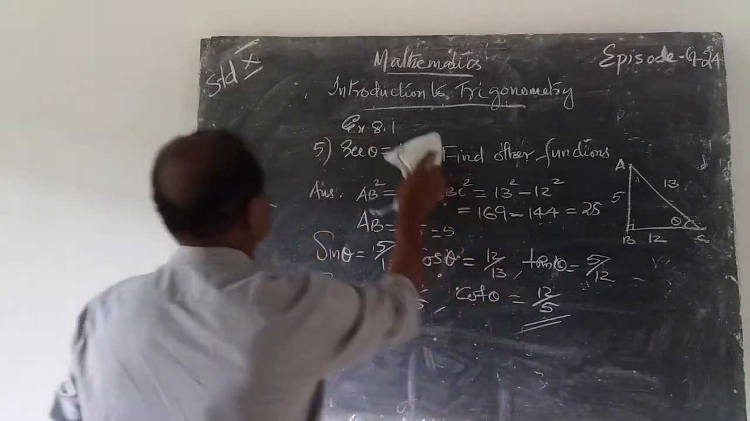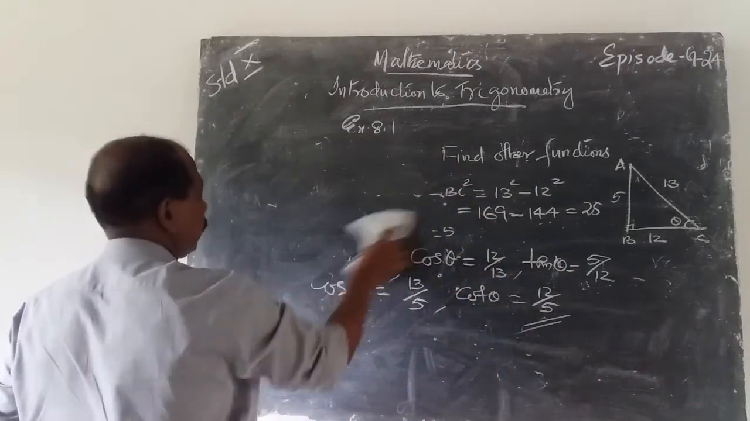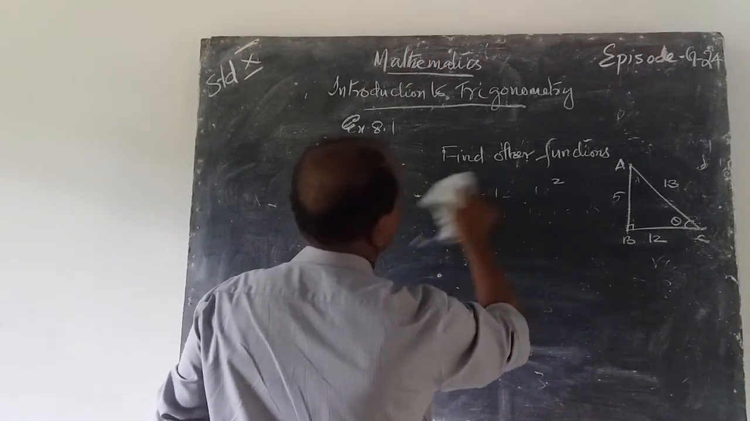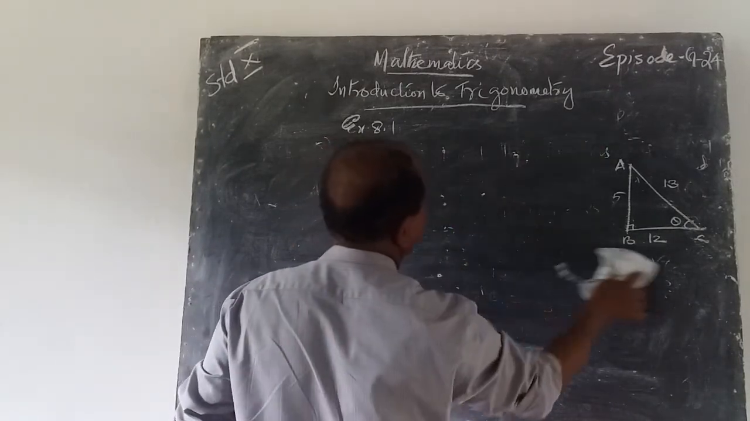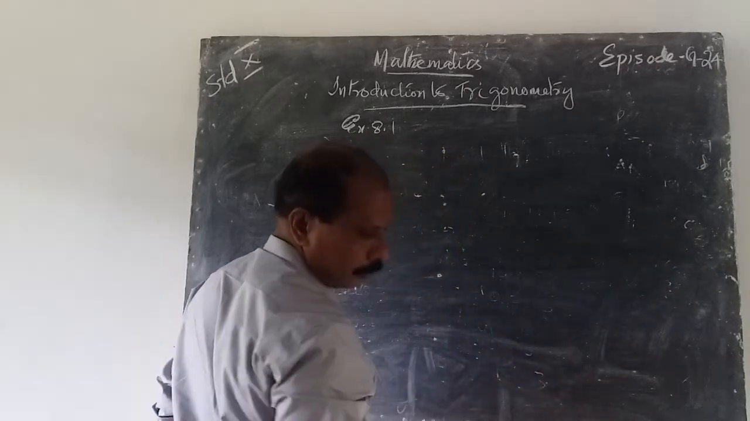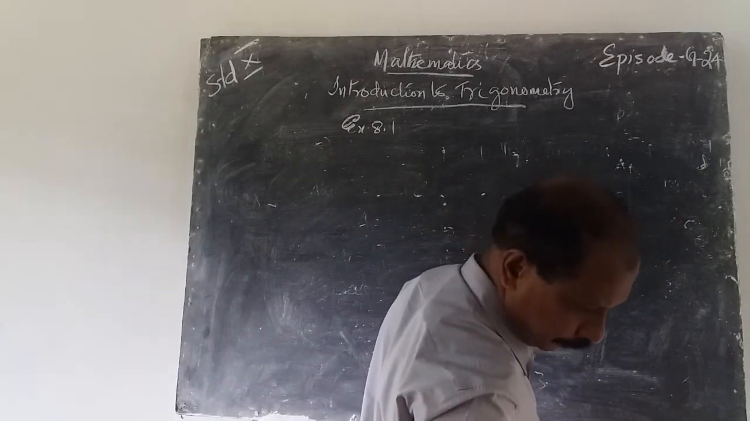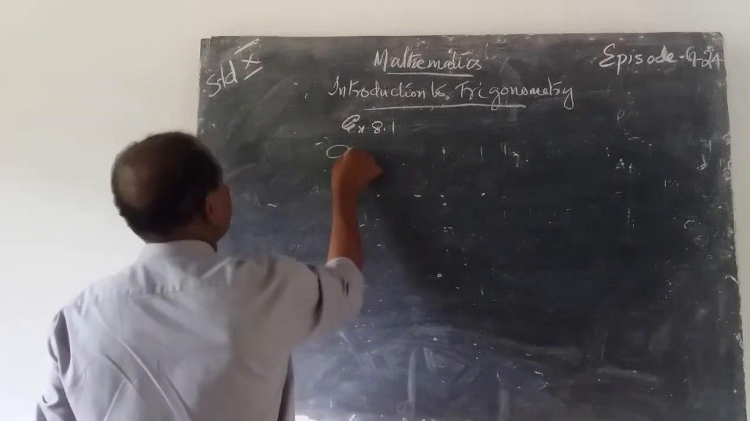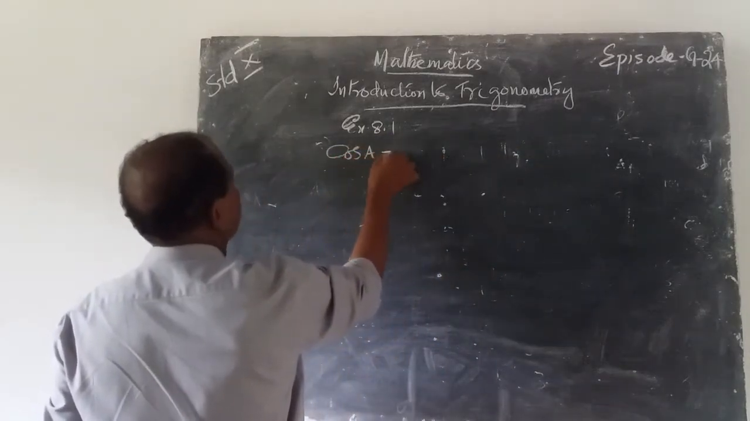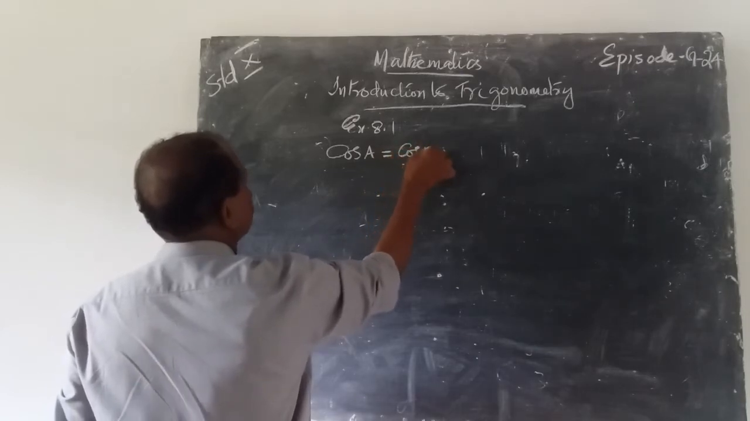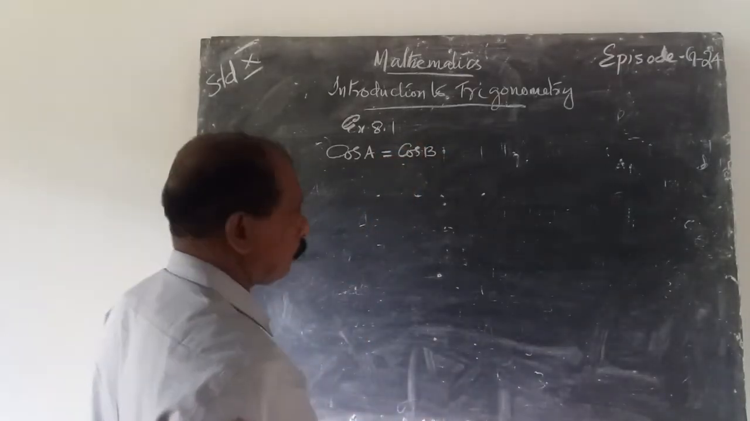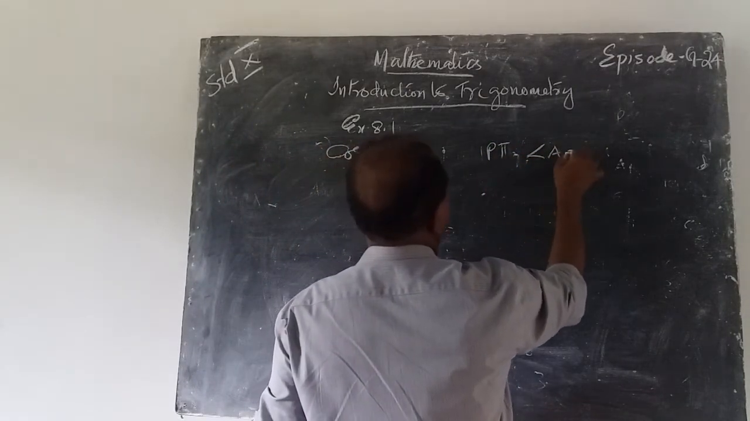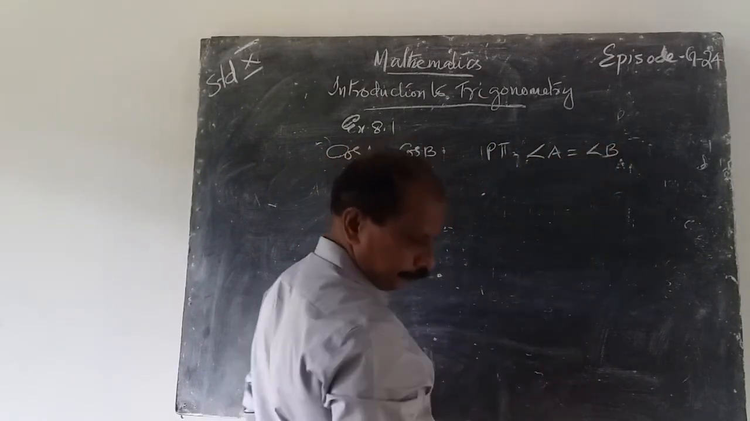Then question number 6. Cos A is equal to cos B. Prove that angle A is equal to angle B.